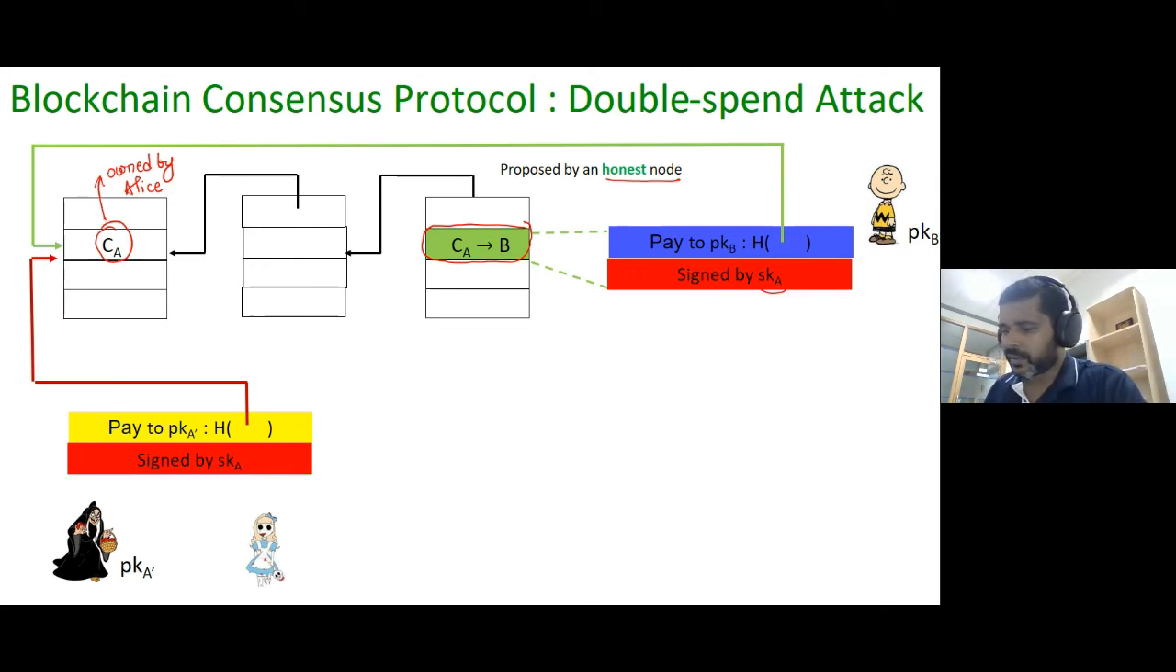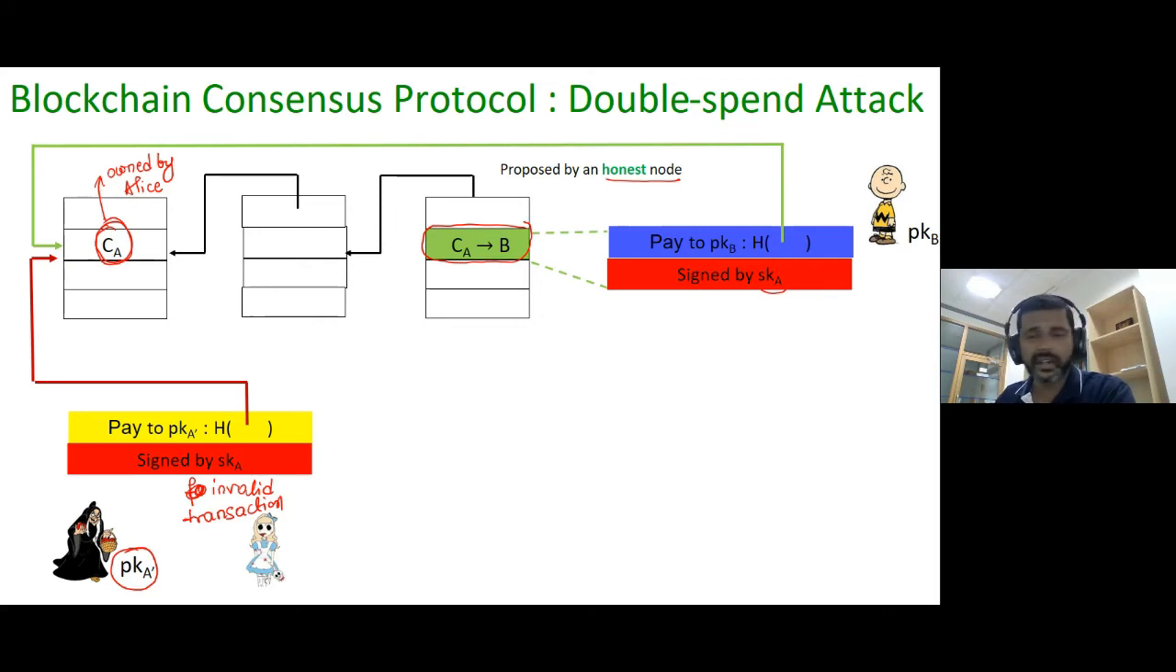But what Alice can do is she can create a fake public key for herself, different from her original public key, because remember, everyone can open any number of bank accounts. And she can now create a fake check, not fake check, invalid check, I would rather say, invalid transaction, signing and saying that transfer this coin CA, which belongs to me, to this account number A prime.